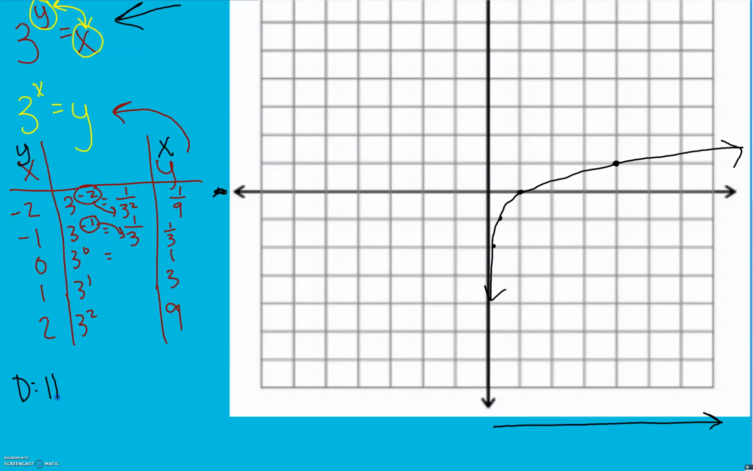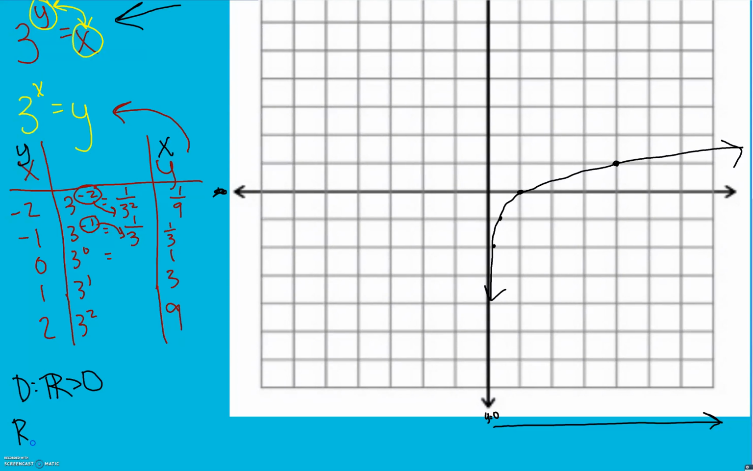So our domain is going to be all real numbers greater than 0, not equal to 0. Remember, with our exponential function, we had that asymptote at x equals 0. Same idea here, it's just swapped. So instead of being x equals 0, it's y equals 0.